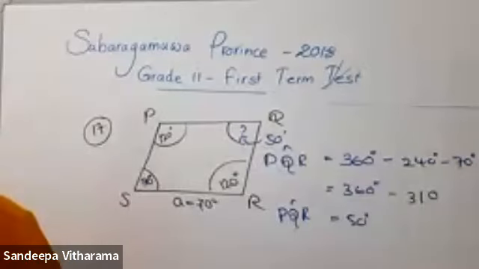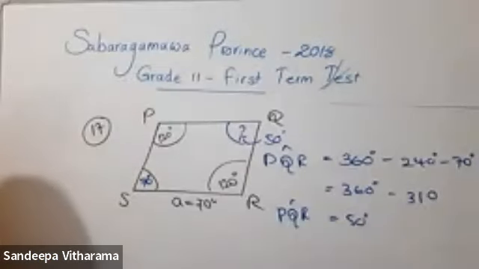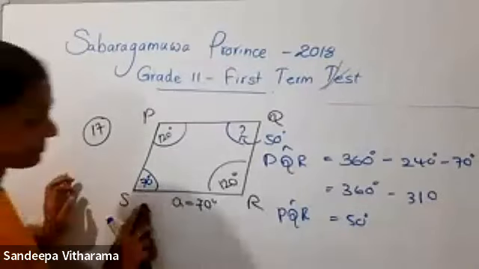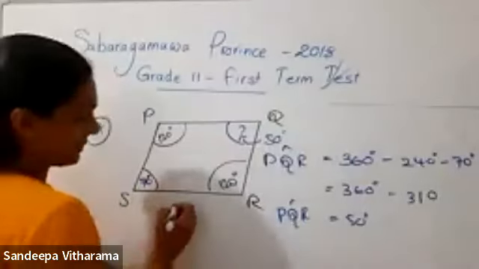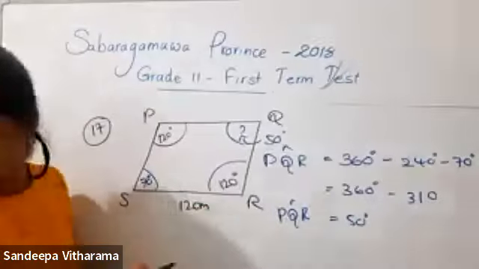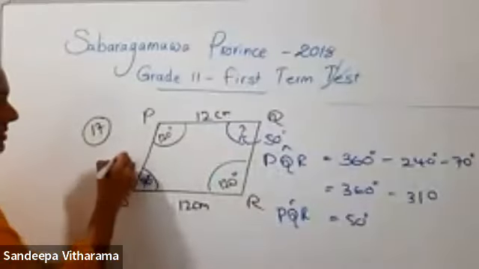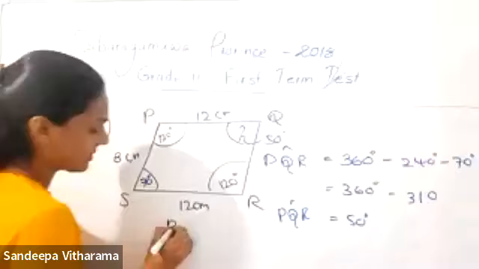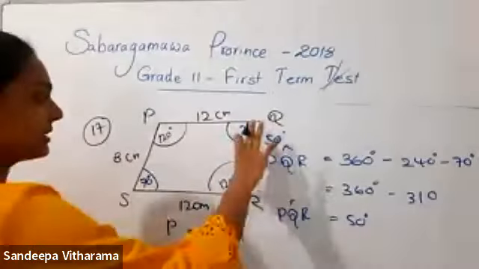If we consider the third one, they have given the perimeter. Can you see that they have given the perimeter? They have given that this is 12 centimeters, this is also 12 centimeters, and this is 8 centimeters. And the perimeter is given as 40. Why have they given the perimeter? It is to find the fourth side.